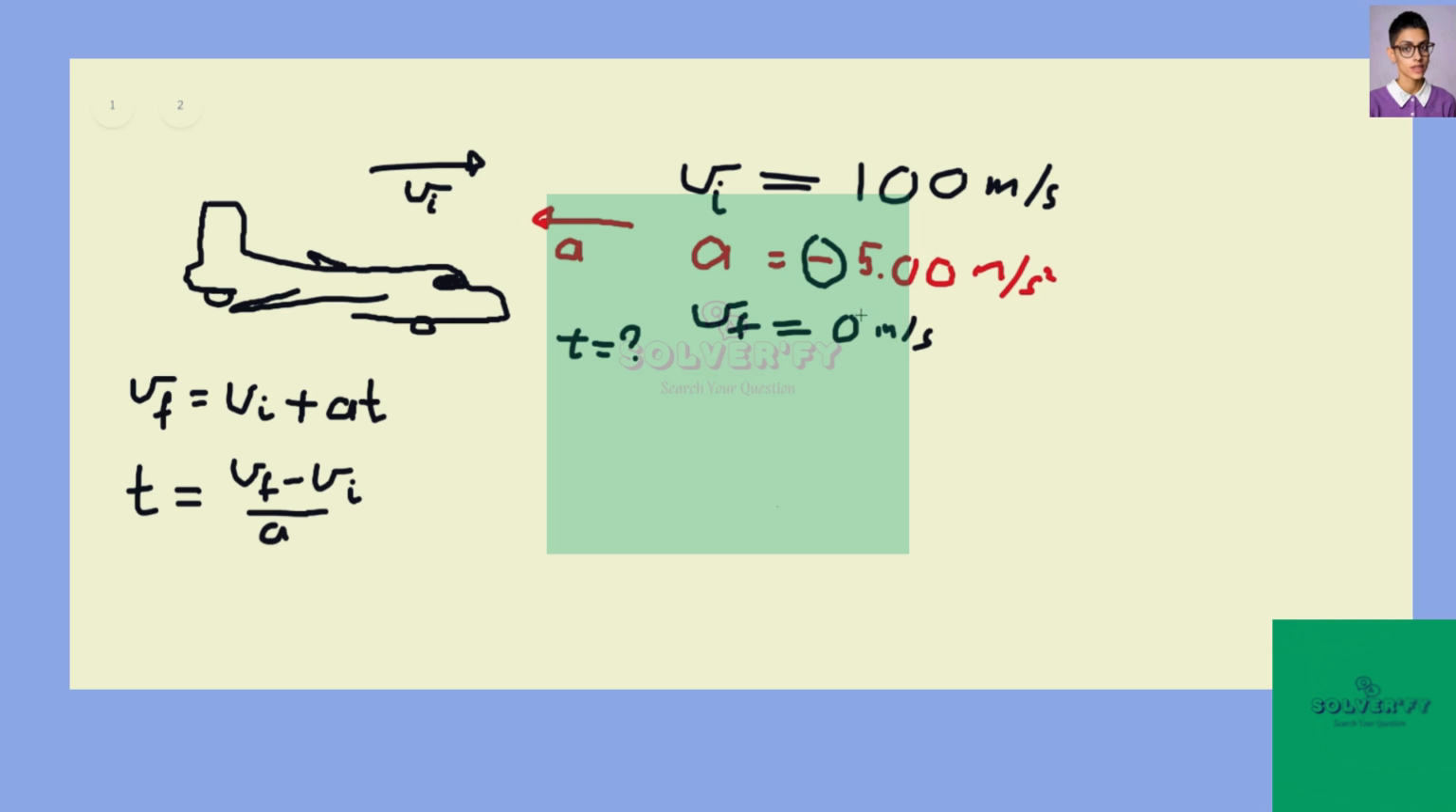And now we have all the values for these symbols on the right. So we know what the initial and final velocities are and what the acceleration is. So substituting that in, we have 0 minus 100 meters per second divided by minus 5 meters per second squared is equal to 20 seconds. And so the fighter jet takes 20 seconds to come to a full stop on the aircraft carrier.